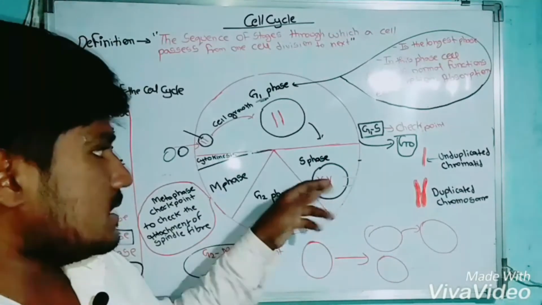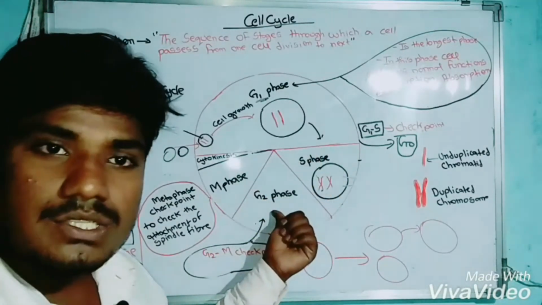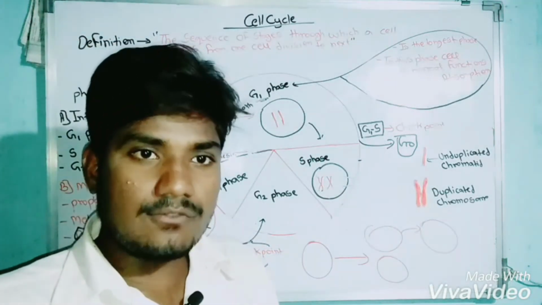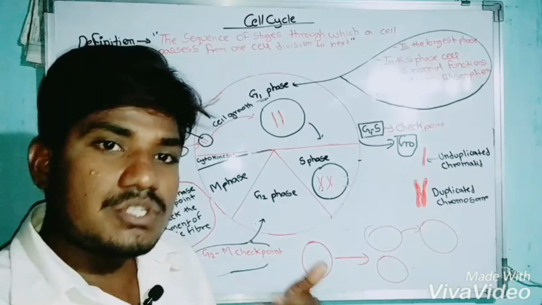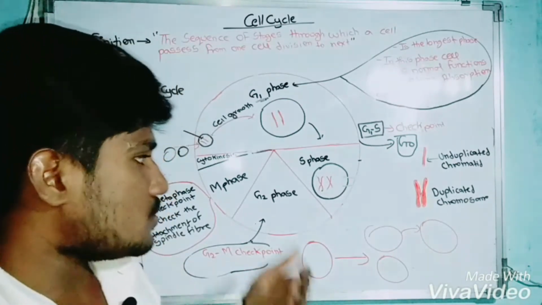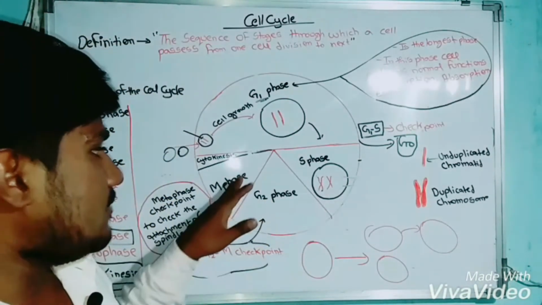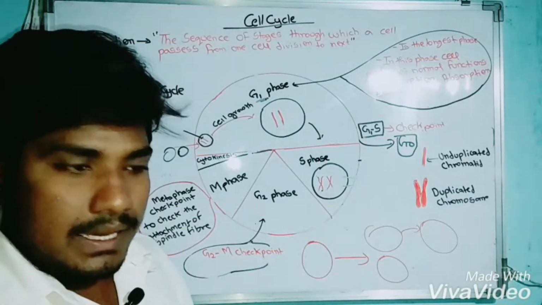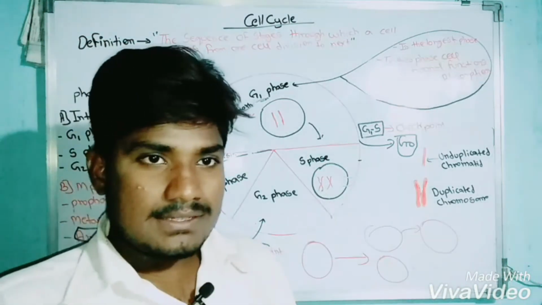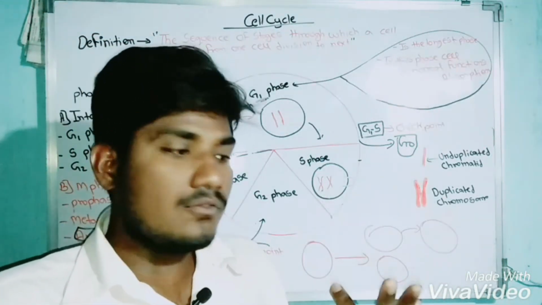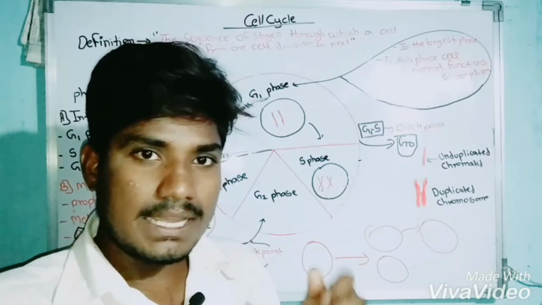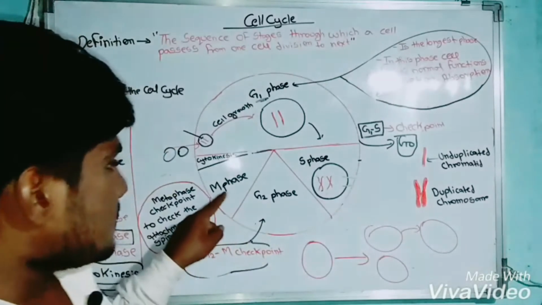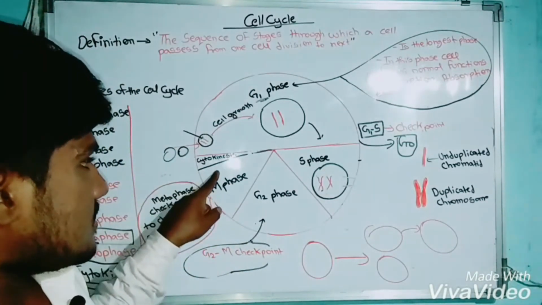After S phase, the cell will enter into the G2 phase. In G2 phase, the cell prepares itself for cell division. So after G2 phase, the cell will enter into M phase. Okay, and you are aware of the fact that cell division is of two types. First is mitosis and the second one is meiosis. Okay, and there is another short phase called cytokinesis.